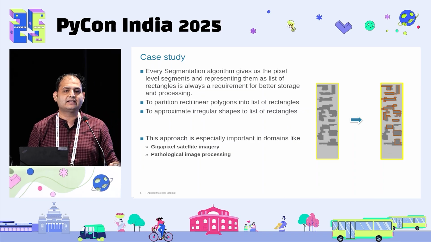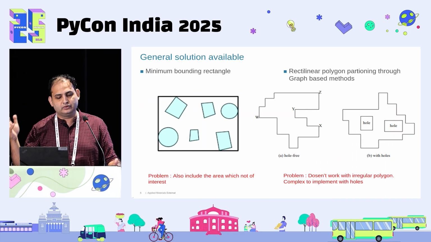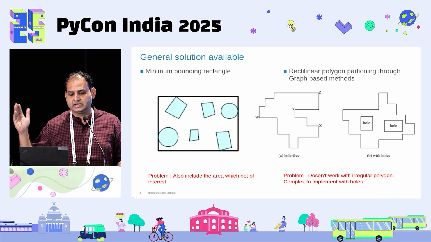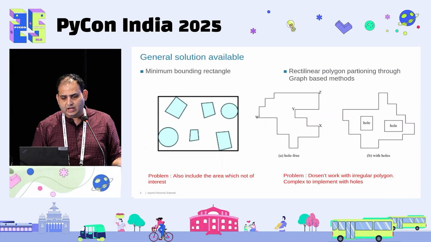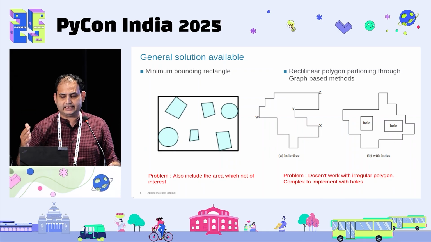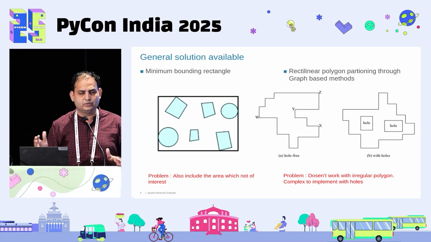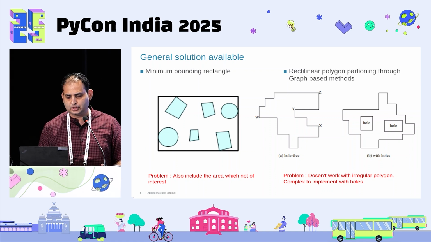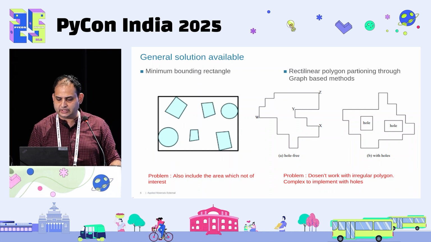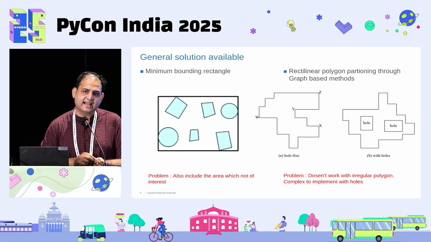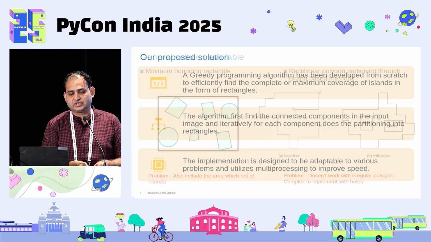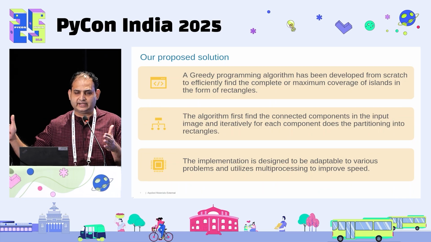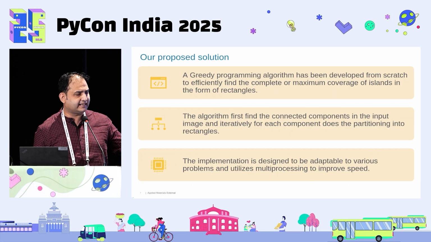So first I went to the internet. Let's see what solutions are available. I found there is a minimum bounding rectangle, MBR, which we are all familiar with, but that is not my use case. Or some very mathematical graph-based methods exist which can only divide rectilinear polygons and cannot convert irregular shapes. So these were the problems. As a solution, we wrote from scratch a greedy algorithm which efficiently computes the maximum coverage of the island with rectangles.